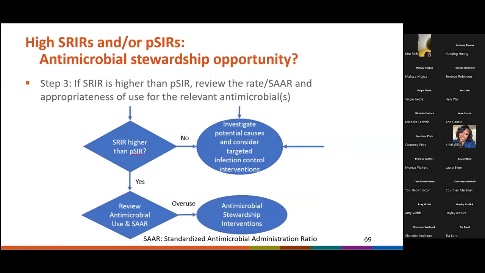Step three, if SIR is high with a relatively low pSIR, this means there is a high proportion of drug-resistant isolates. This is possibly caused by selective antimicrobial pressure in your facility. In this situation, we recommend reviewing antimicrobial use, including rates and appropriateness for relevant antimicrobials.